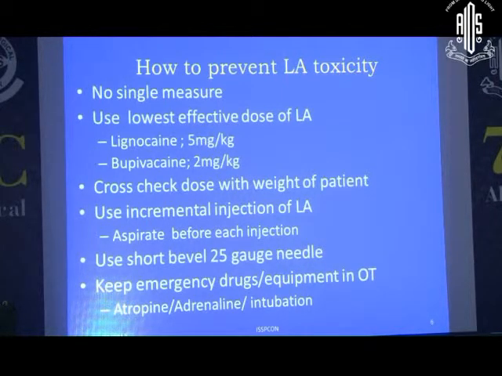And use short bevel 25-26 gauge needles. I'm sure all of you must be using smaller gauge needles. And in your operation theatre, please keep atropine and adrenaline and the equipment for intubation always ready. It's not a bad idea to keep the atropine drawn up. It comes in a 1 ml ampule. So take that 1 ml of atropine and dilute it to another 4 ml of saline. So you get, it's a 0.6 milligram ampule, so each ml becomes 0.12 milligram.